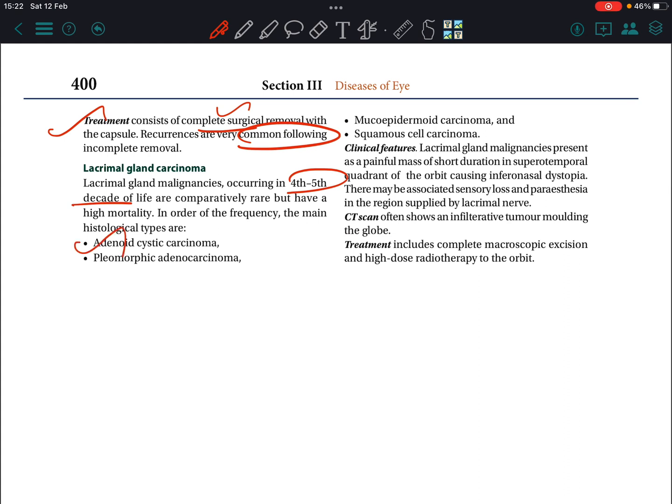Lacrimal gland carcinoma: malignancy occurring in the 4th to 5th decade of life. The main histological types are adenoid cystic carcinoma, pleomorphic adenocarcinoma, mucoepidermoid carcinoma, and squamous cell carcinoma. Clinical feature: lacrimal gland malignancy presents as a painful mass of short duration in the superotemporal quadrant of the orbit, causing inferonasal dystopia. CT scan often shows an infiltrating tumor molding onto the globe. Treatment includes complete macroscopic excision and high-dose radiotherapy to the orbit.